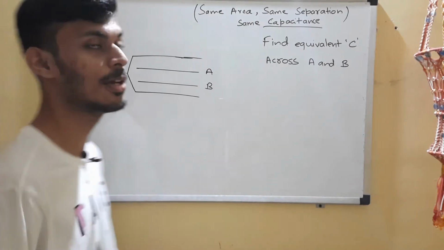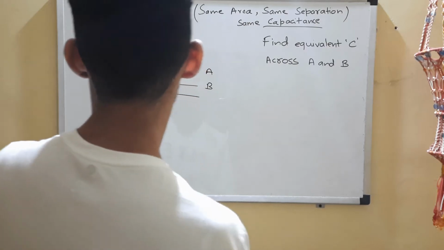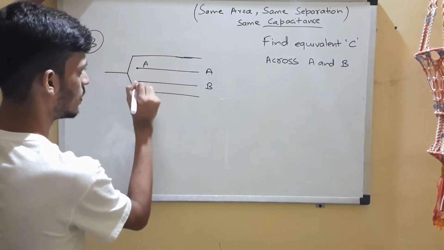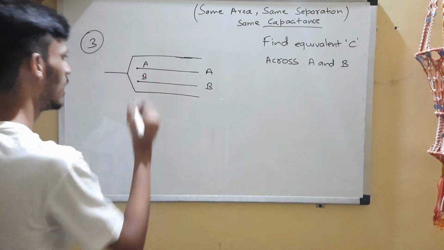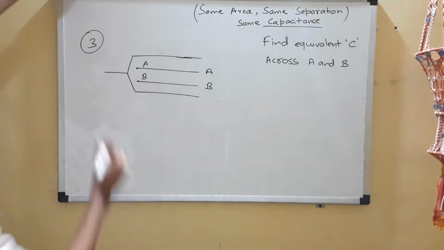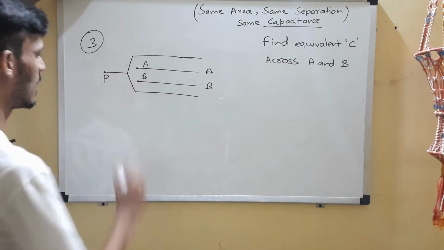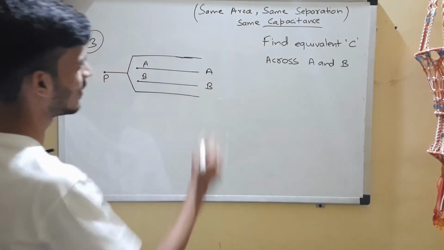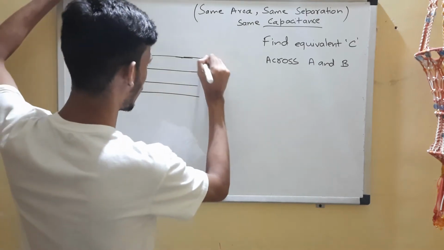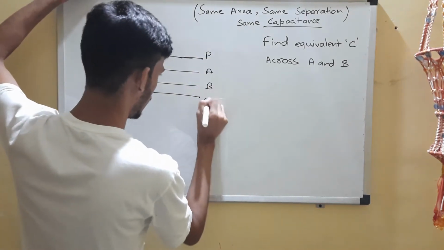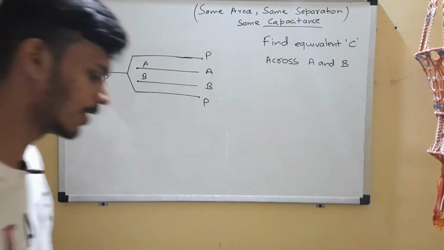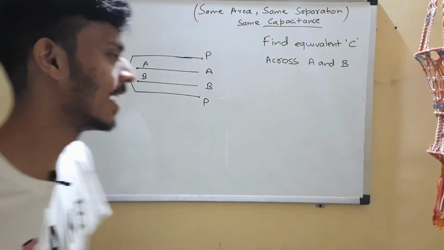So the first step is to assign potentials, right? Here we'll assign this plate potential A, this plate potential B, and these two plates we can consider as P, P for my crush physics. So these two plates will have the same potential P, right? This plate has potential P, this plate will also have potential P. Both of them are connected, right? So step 1 is done, we have assigned the potentials.